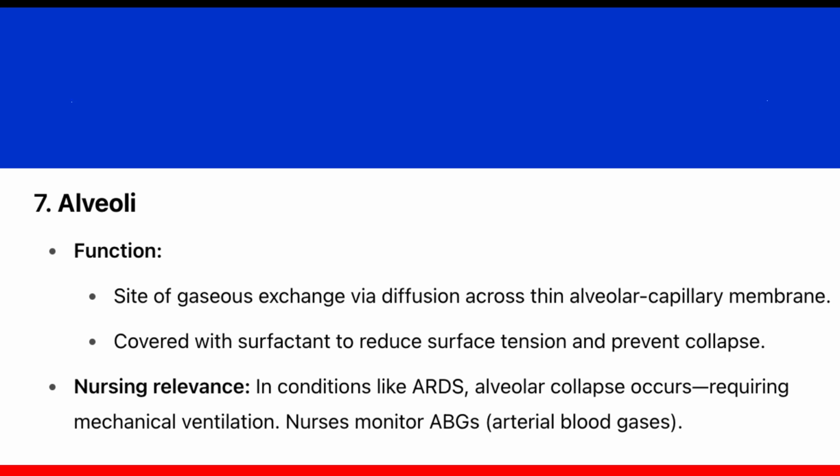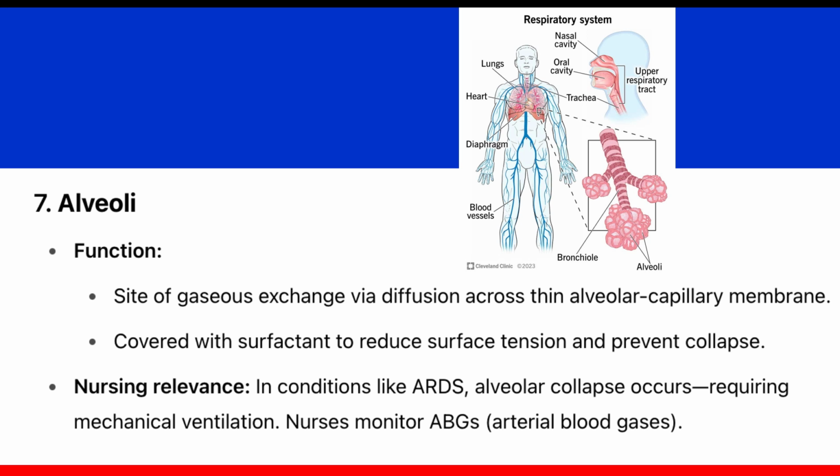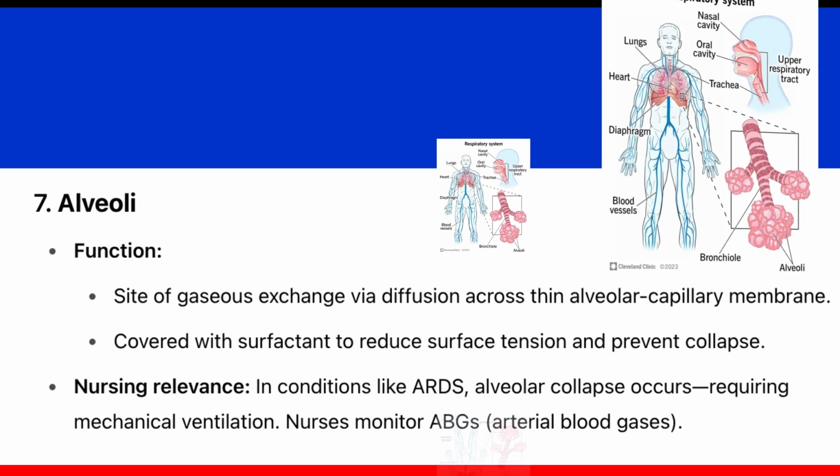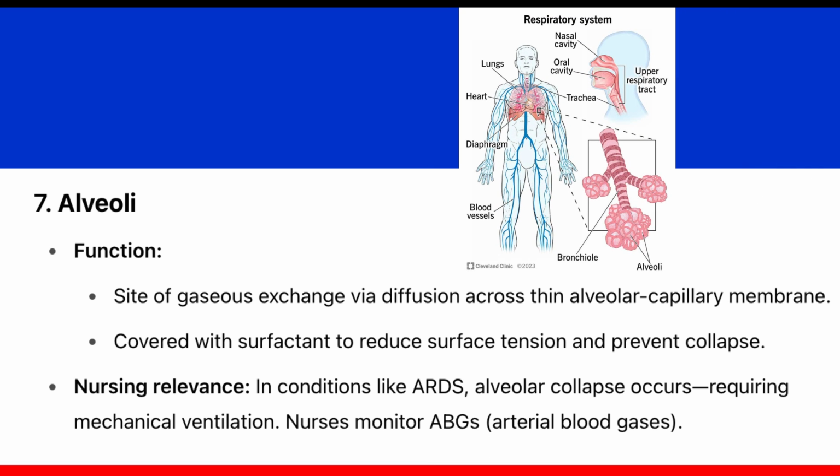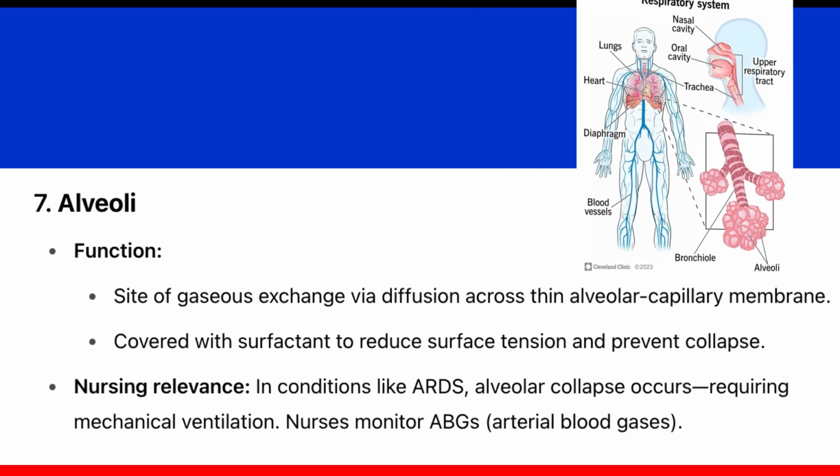7. Alveoli. Function: site of gaseous exchange via diffusion across the thin alveolar-capillary membrane. Covered with surfactant to reduce surface tension and prevent collapse. Nursing relevance: in conditions like ARDS, alveolar collapse occurs, requiring mechanical ventilation. Nurses monitor ABGs, arterial blood gases.